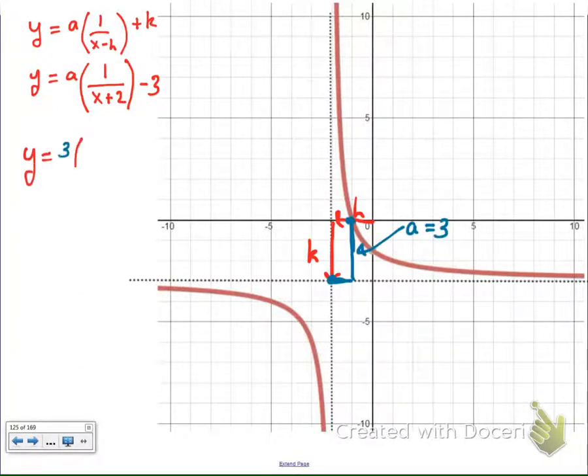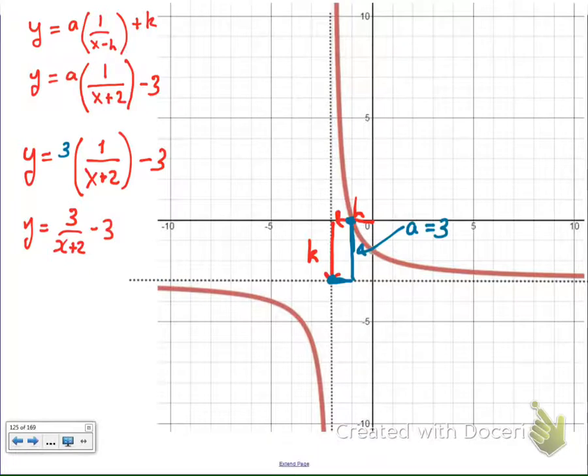To find the a value, it's just the same as before. You simply start at the fake origin, you move over 1, up until you hit the graph, and however high up you went, that'll be your a value. So in this case, my a value is 3. I put it in the appropriate place in the equation. Here I should do one more step though. 3 times 1 over x plus 2 is 3 over x plus 2. That's how you multiply fractions.